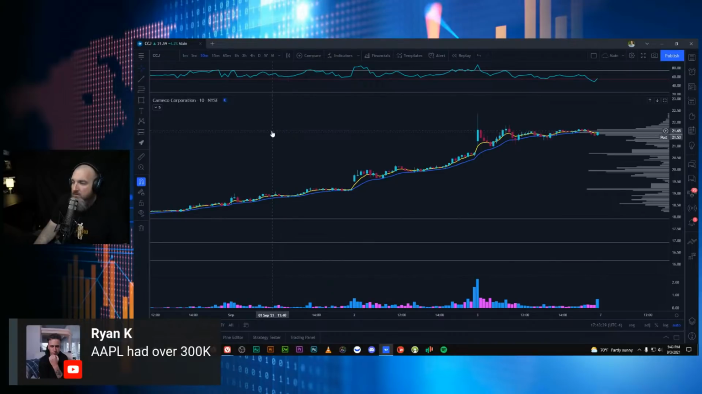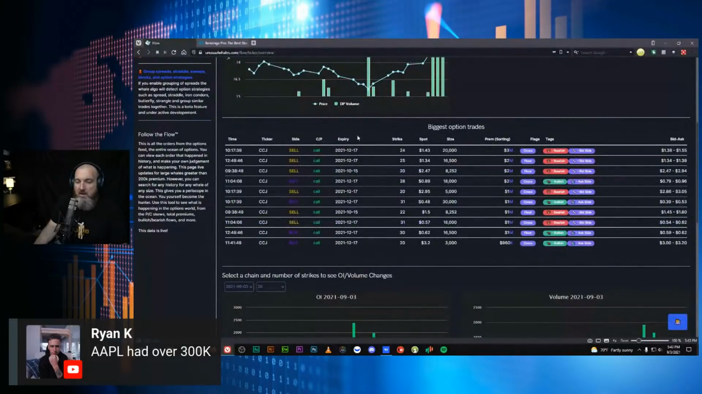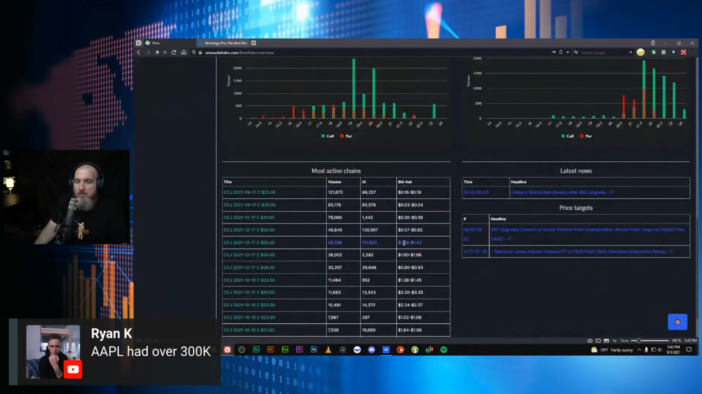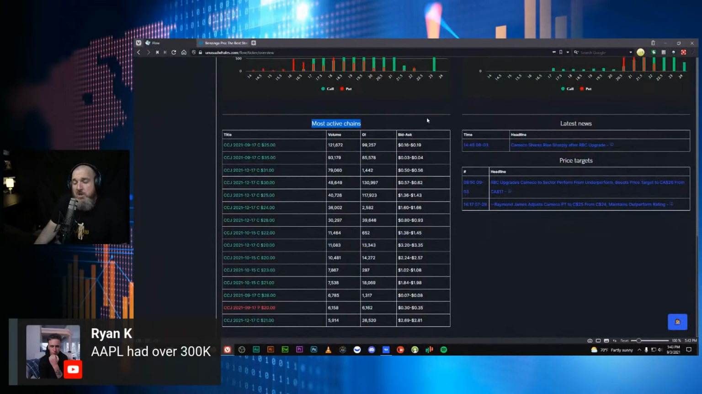So I've determined all of those things. I've looked at the overall flow. I've looked at the direction. I've looked at volume. I also look at the most active chains because this is another indication of where is everybody going? And where is the direction of the money flowing into? And again, you see really easily call.